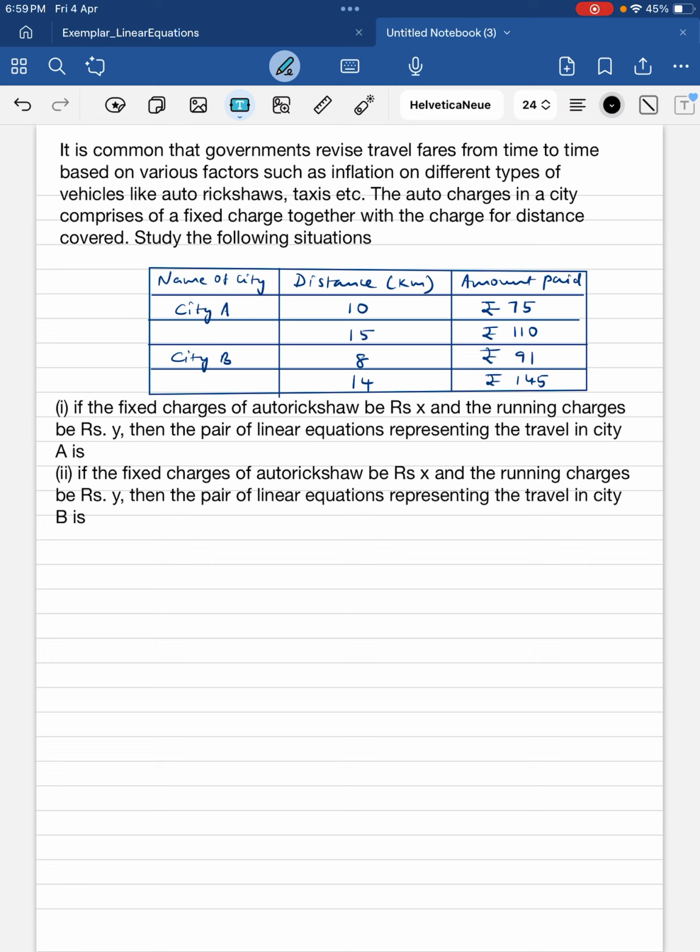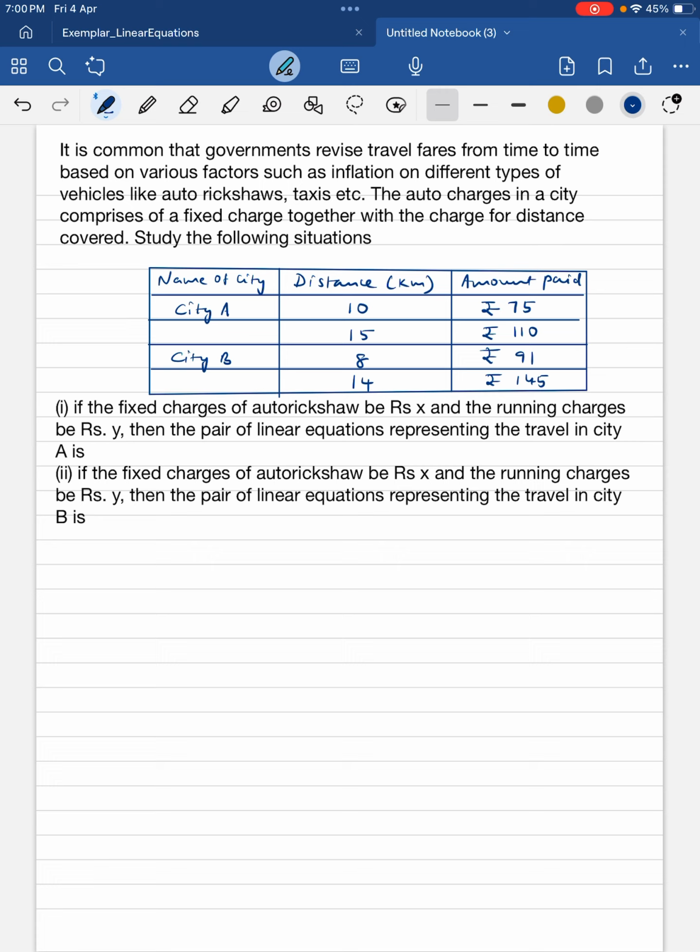Now let's study the following situations. They've given the charges and the distance covered in two different cities. Now, if the fixed charges of an auto rickshaw be rupees X and the running charges be rupees Y, then the pair of linear equations representing the travel in city A is... So in city A, we can see that someone has traveled 10 kilometers and has paid 75 rupees. So using that information, let me form my first linear equation.